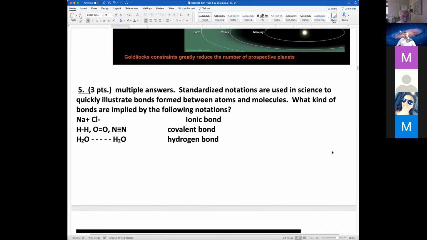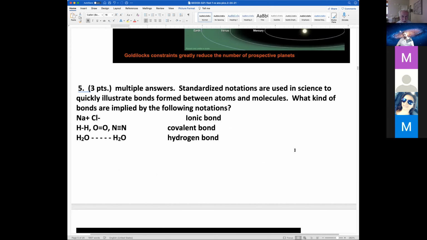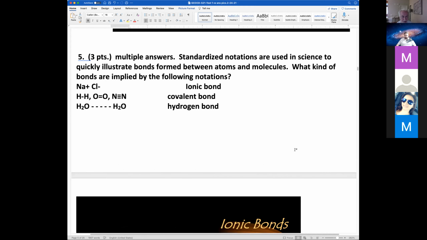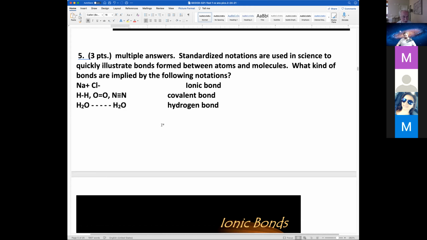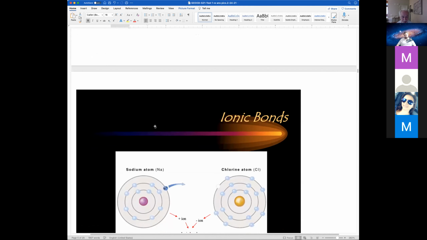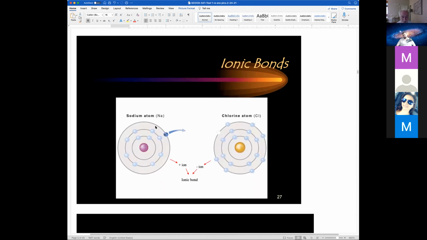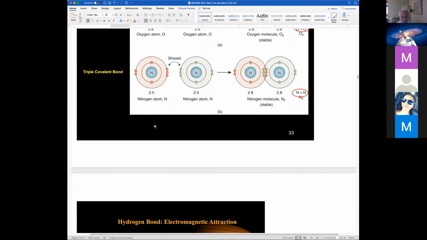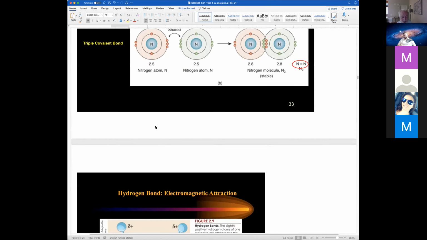Now the next one: standard notations are used to illustrate types of bonds. And what we're asking here is to designate the type of bond that this notation is showing. And again, this came from two different slides, actually three different slides.